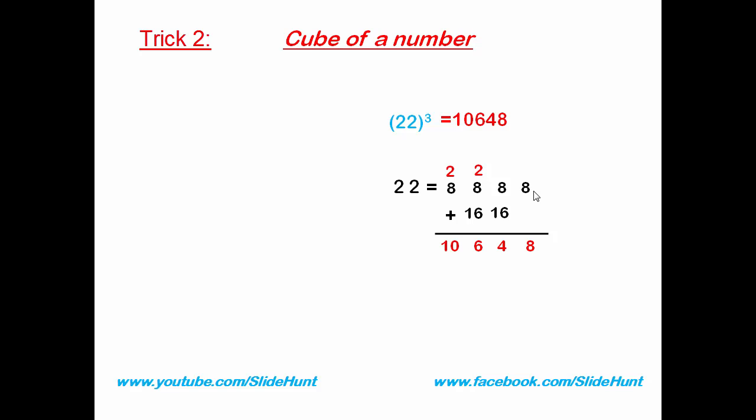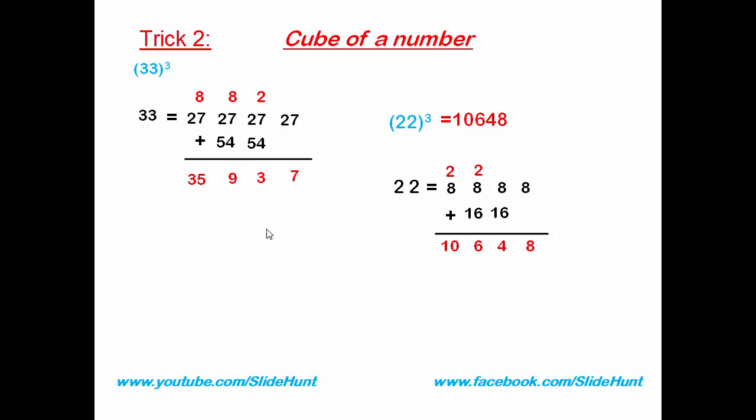Let's try for 33. Cube of 3 is 27. So we write here 27 4 times. Double the middle two numbers. Double of 27 is 54. Now add these numbers. So the cube of 33 is 35,937.